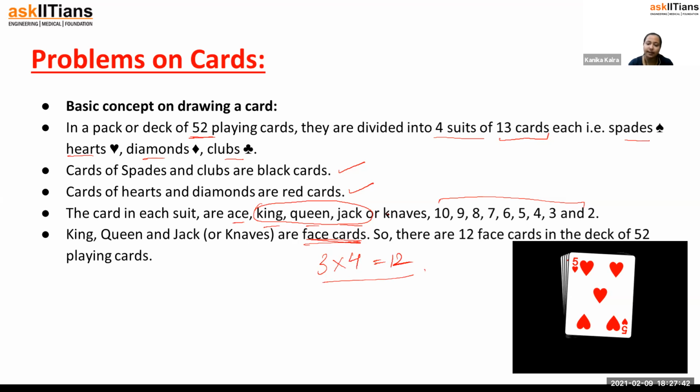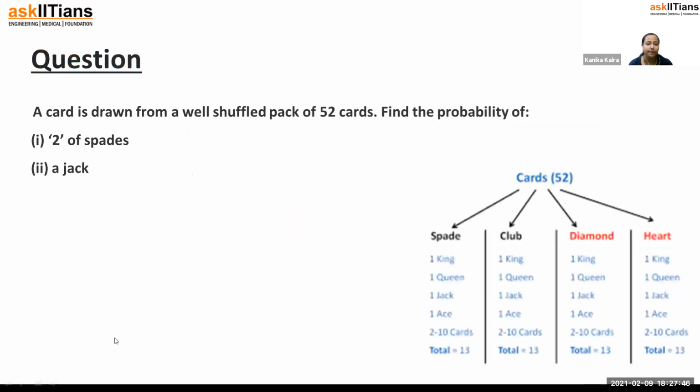Let's understand them in the form of a table. It would be easier to learn them then. All right. So we have spade and club. These are black colored cards. Diamonds and heart. These are red colored cards. So king, queen, jack, ace, numbered cards. So total becomes 13 in all of them.